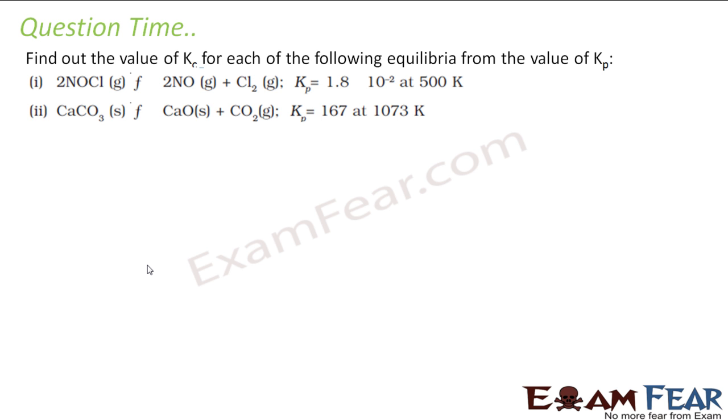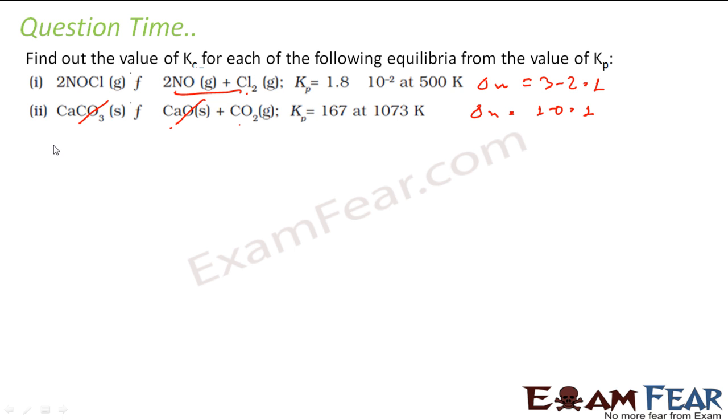Find out the Kc for each of the following equilibria from Kp. So Kp is given, we have to find Kc. Let's find delta n first for both equations. In the first case, delta n is what? 1 plus 2 is 3, and the other side is 3 minus 2, that is 1. In this case, delta n is what? 1, and the solid we can ignore, we will not take it. Delta n will be 1 minus 0, that is 1. So in both cases, delta n is 1. Let's try to solve the question now.